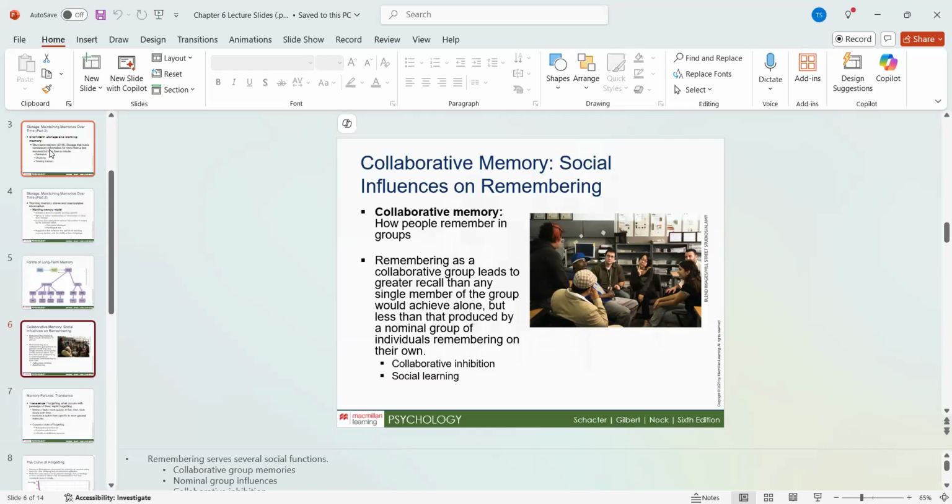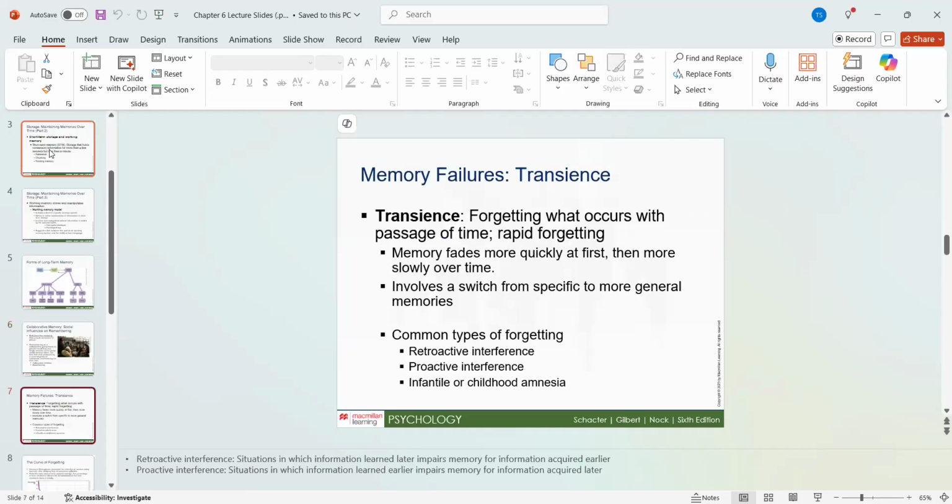But on the flip side, if you get one group of people that remember stuff as a group and another group of people who just remember stuff individually without talking to each other, the ones who remember individually without talking to each other will collectively remember more than the people who remember in a group. So I just thought that was really interesting, just to point that out. But overall, collaborative memories actually help us learn more.